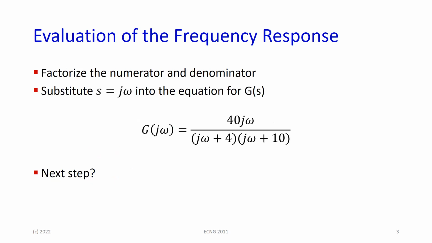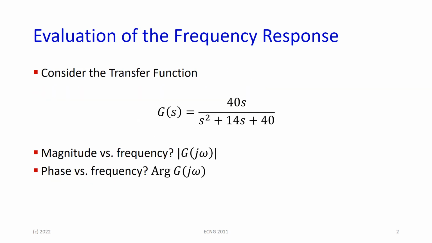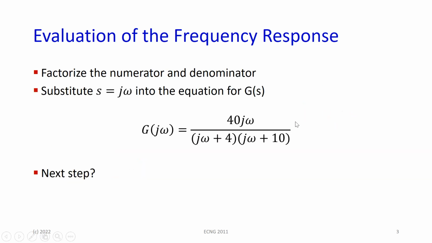Well, we know that the initial step would have been to wherever you see the S, you take the S and you replace it with J omega inside of here, and then you get a function which is G of J omega. Okay, so to evaluate this, when you substitute J omega in there, you could get this sort of behavior looking like this. You'll see why I factorized it in a second.